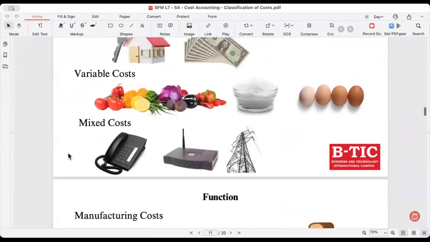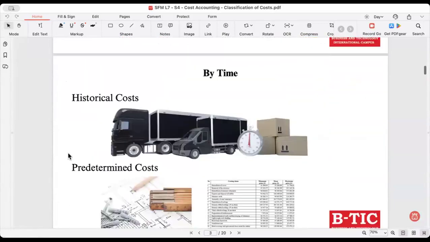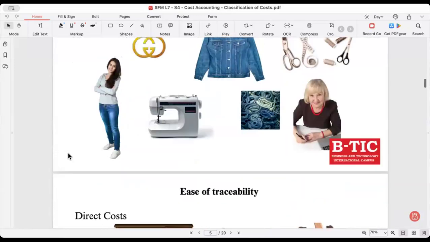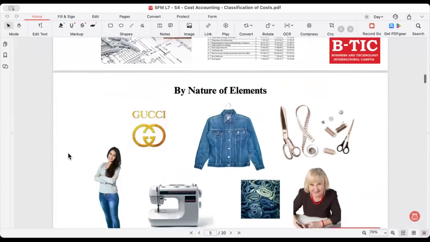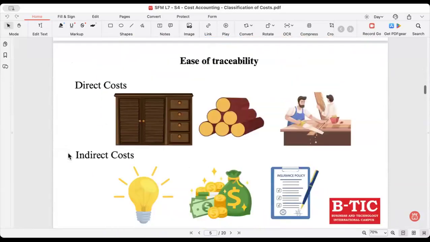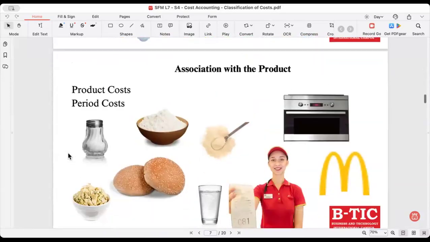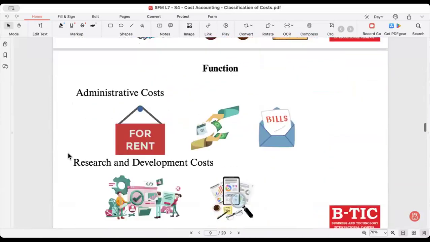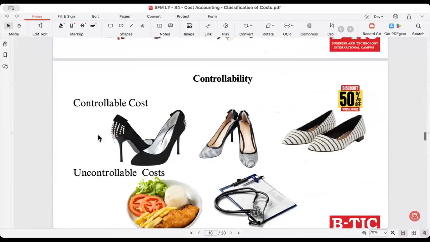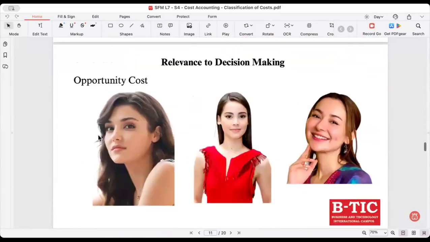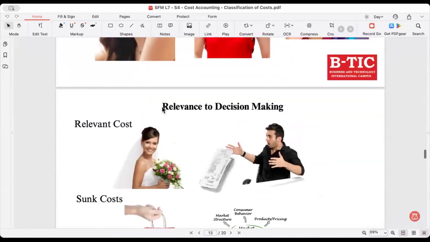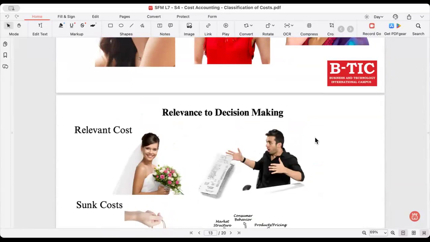Clear? So we've covered it all. We learned about historical cost, predetermined cost, nature of elements. We learned about material, direct material, indirect material, labor, direct labor and indirect labor. And then we learned about overhead cost. And here we learn about direct cost and indirect cost, product cost, period cost, fixed, variable, mixed, manufacturing, selling and distribution, administrative cost, research and development, and under controllability, controllable cost, uncontrollable cost, and opportunity cost, relevant, sunk cost, and imputed cost related to decision making.